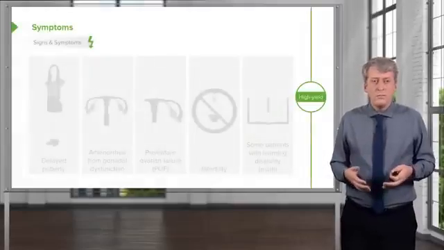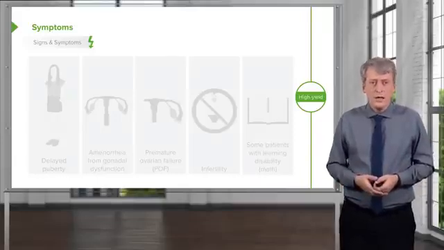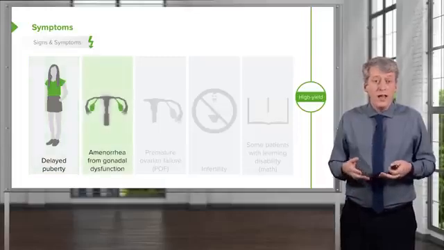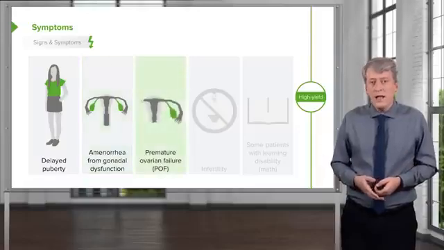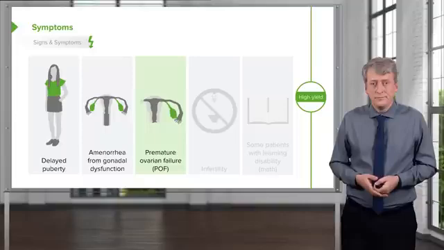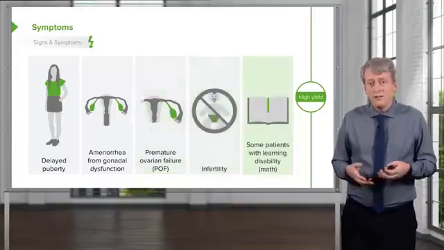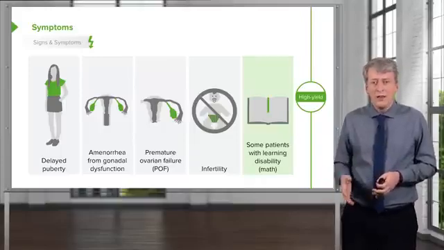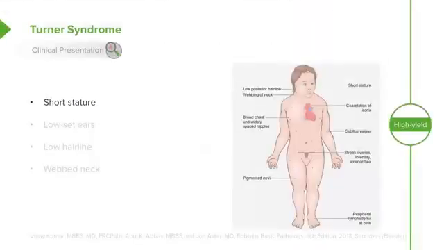So what are the symptoms in females of Turner syndrome? These are important to remember. These patients will have a delayed puberty. They will often have amenorrhea. This is from gonadal dysfunction. They may have premature ovarian failure. This results in infertility. And some patients may have some learning disabilities, especially in math, but generally these patients are cognitively normal. Patients with Turner syndrome may have short stature.